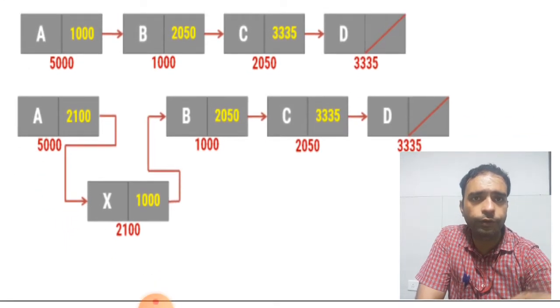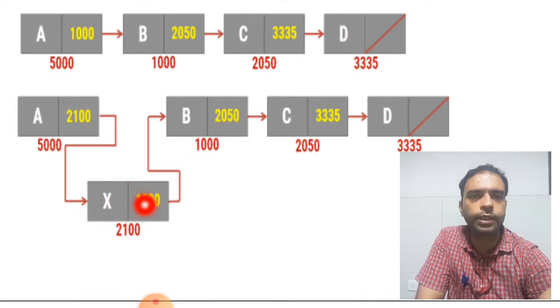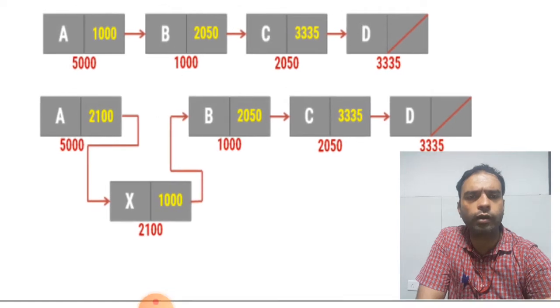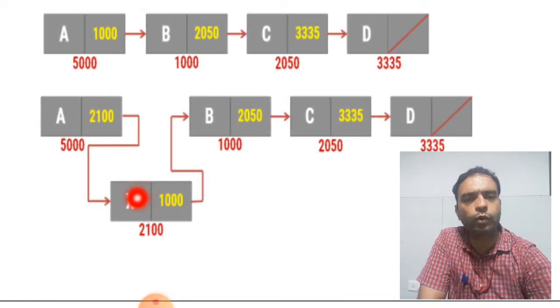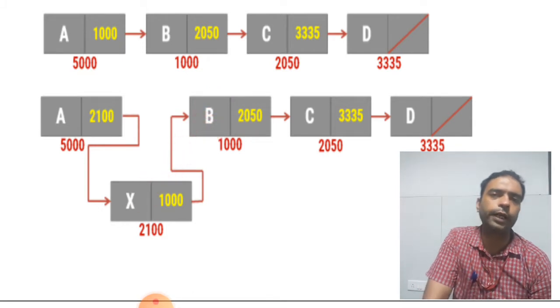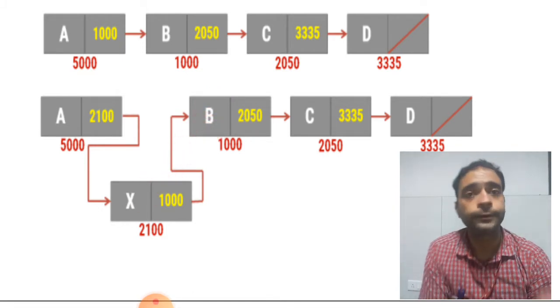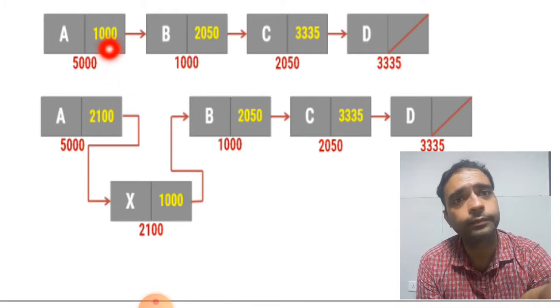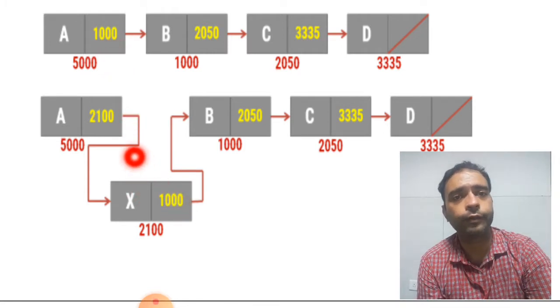Here is a linked list that is already given. Now X is the information, and the address here is not given yet, but we have to insert this node with the information X in between the first and second. How will we do that? We will see here. Here the 1000 part is given. Now what do we have to do?